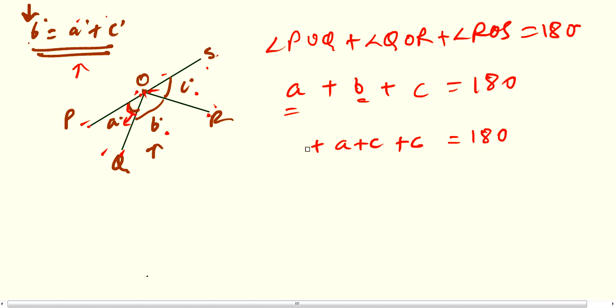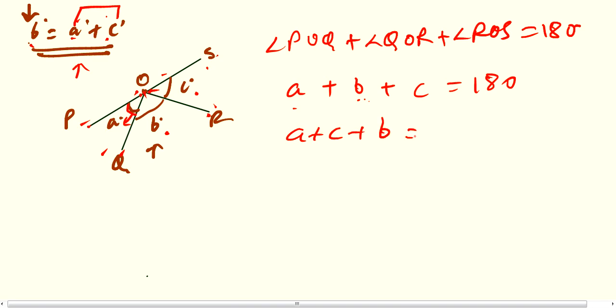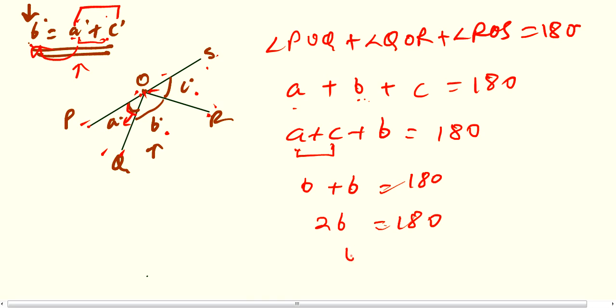Or you can solve by A plus C. So in the question it is given that A plus C equals B. So we can arrange this and write A plus C plus B equals 180. Now A plus C equals B, so in place of A plus C I will write only B: B plus B equals 180. B plus B, 2B equals 180, and B equals how much? 180 by 2, so B equals 90 degrees.